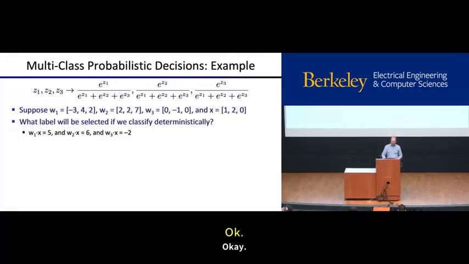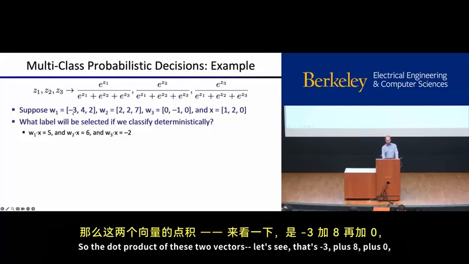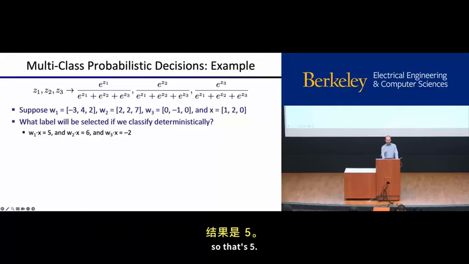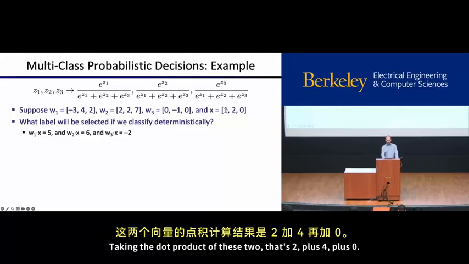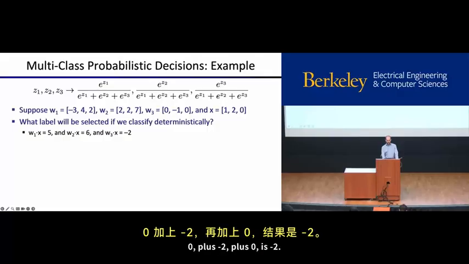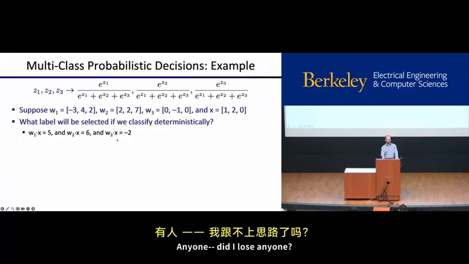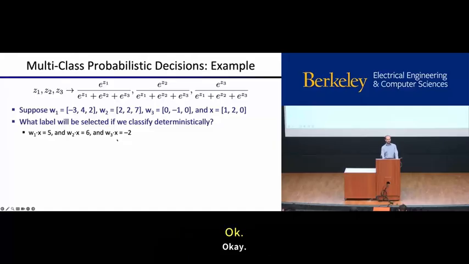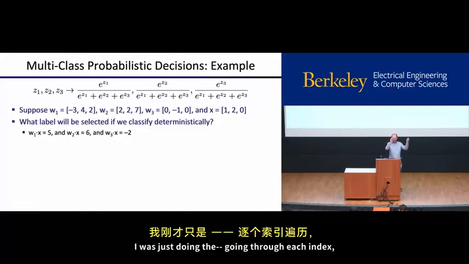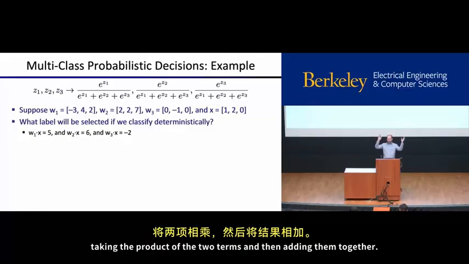Okay. Then we take these 3 dot products. The dot product of these 2 vectors, let's see, that's -3 plus 8 plus 0, so that's 5. Taking the dot product of these 2, that's 2 plus 4 plus 0, so that's 6. 0 plus -2 plus 0 is -2. Did I lose anyone? Okay. I was just going through each index, taking the product of the 2 terms, and then adding them together.